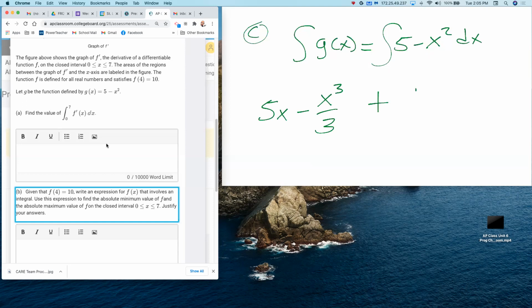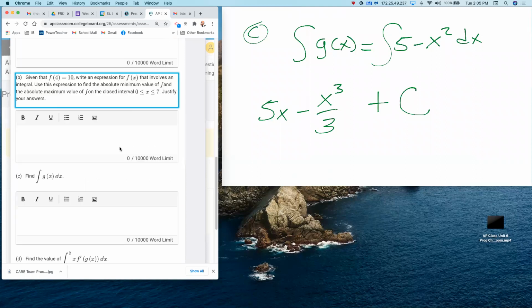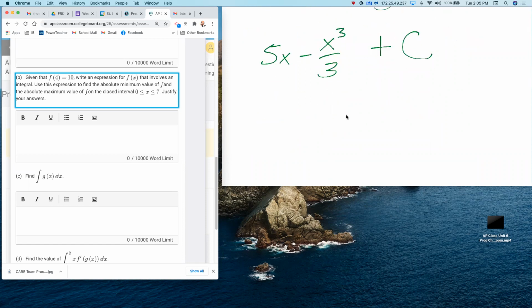If you write this, now it's worth a point. Now, I gave it to you if you didn't have plus C, but AP would not give it to you if you don't put plus C. You have to have it. So you have to put the plus C. I gave it to you if you just had this because I thought that was a little bit of splitting hairs and we'd need to talk about it, but I won't give it to you on the exam if there's a question like that. Okay.